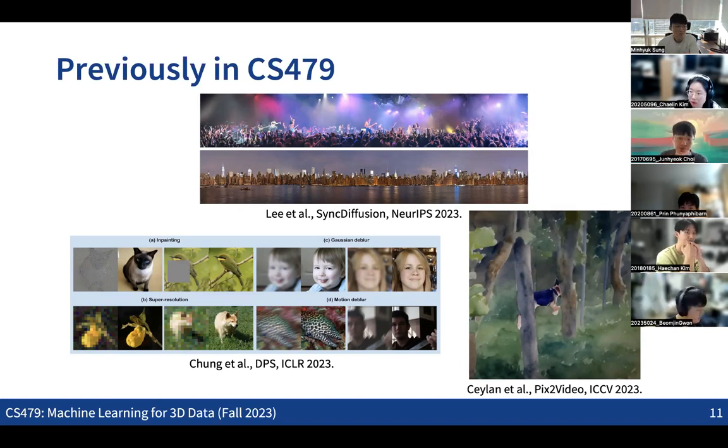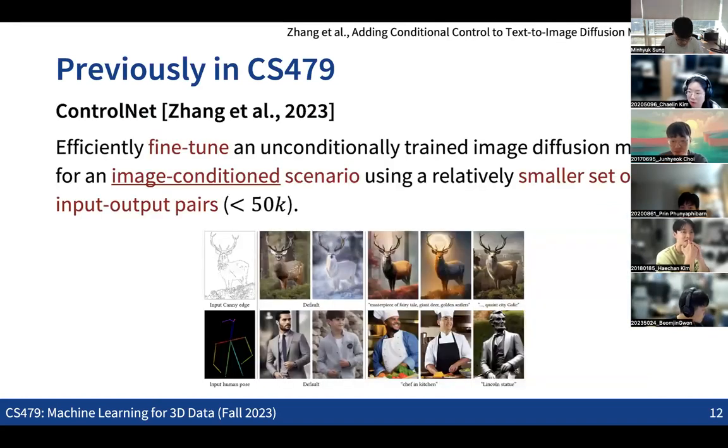And also, as we briefly discussed, we can consider some ideas of ControlNet. ControlNet was basically the case of not zero-shot, but when you have input and output pairs of images, making a conditional setup. How can we efficiently fine-tune unconditional pre-trained diffusion models in a way to adapt them into specific conditional scenarios?